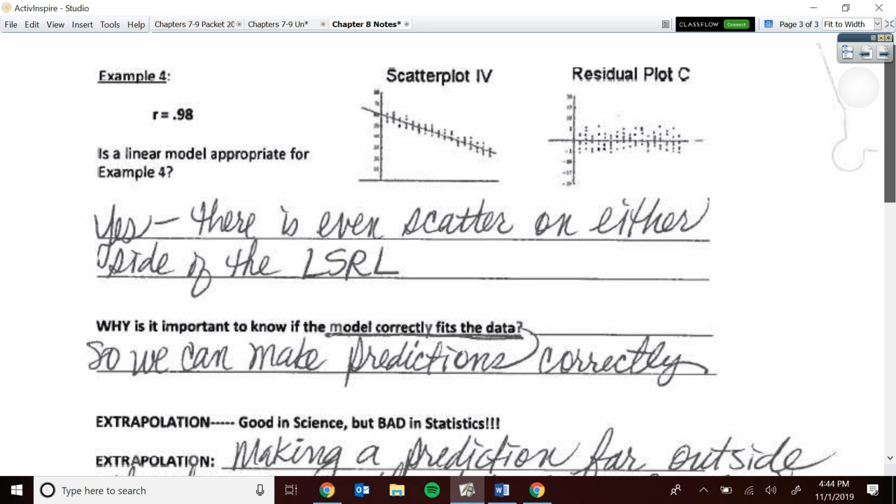So here, FYI, at the top of this page, this one was again a strong correlation. We had a nice, tight scatter, no pattern in the residual plot, so we like that.